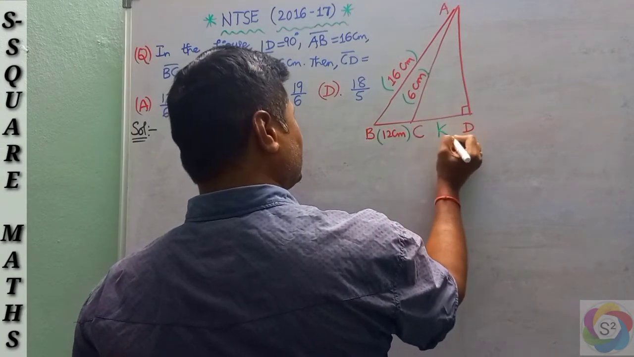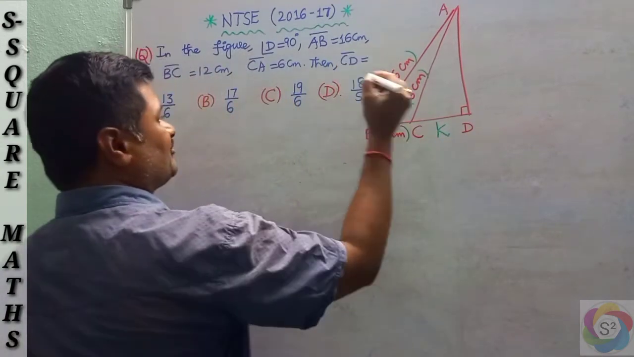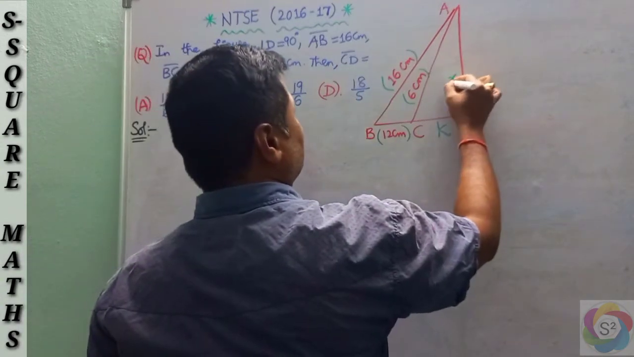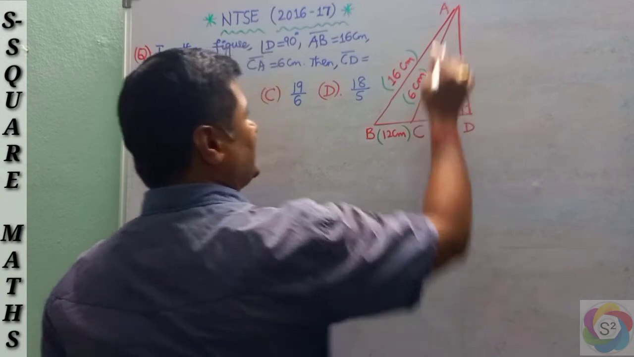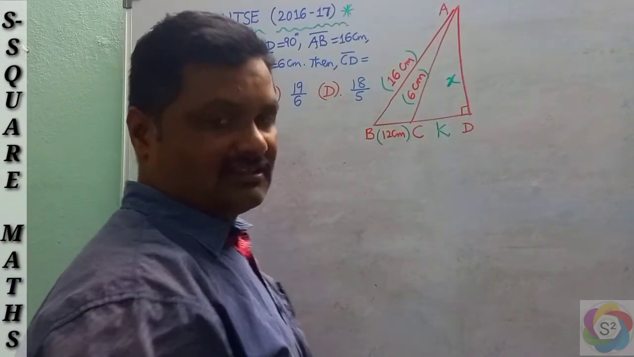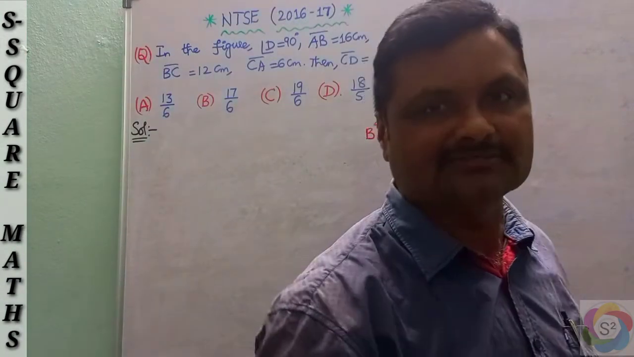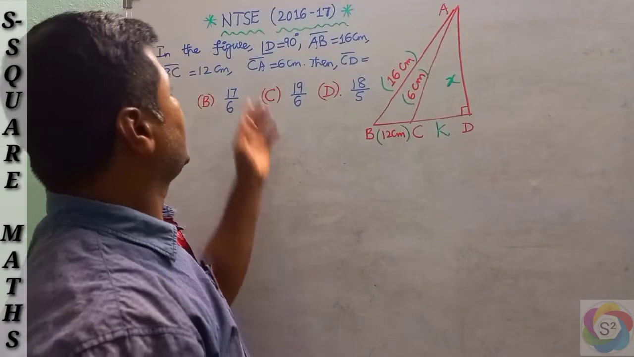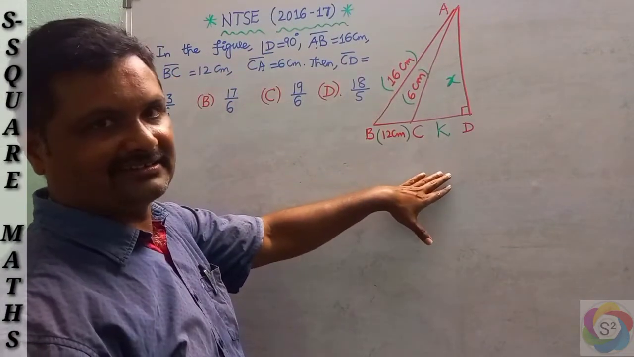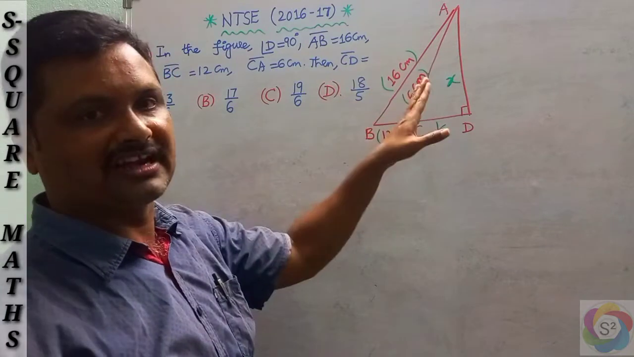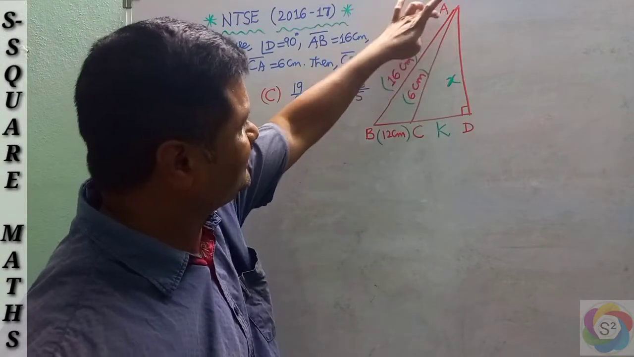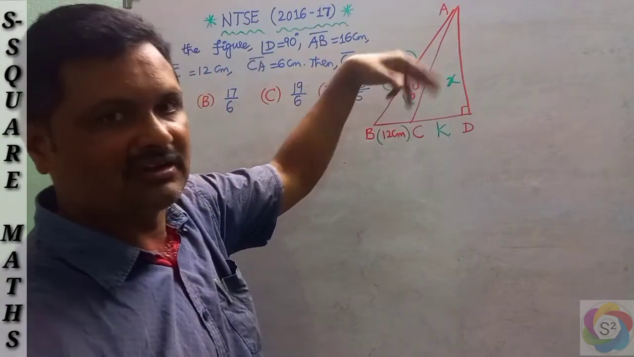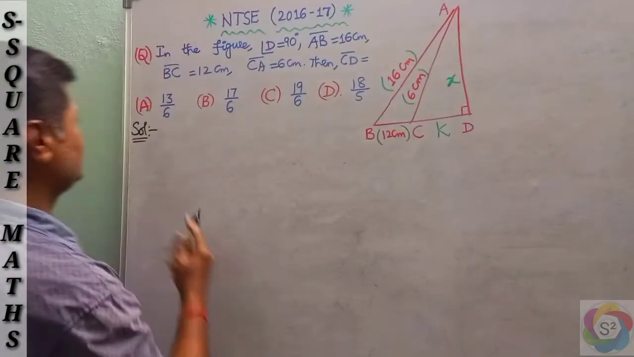Let us mark CD, which we have to determine, as K. Next, AD is X. Let us start now. Since angle D is 90 degrees and common for both the triangles, ACD and ABD, let us consider the triangle ACD.